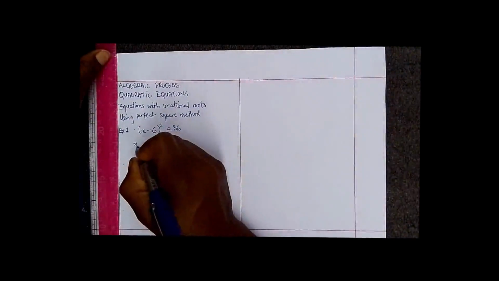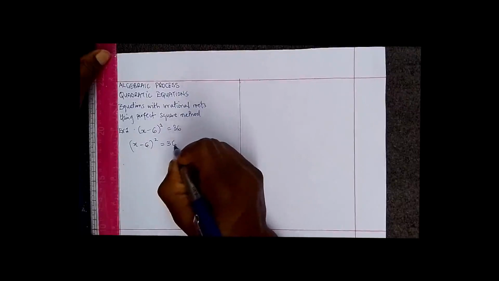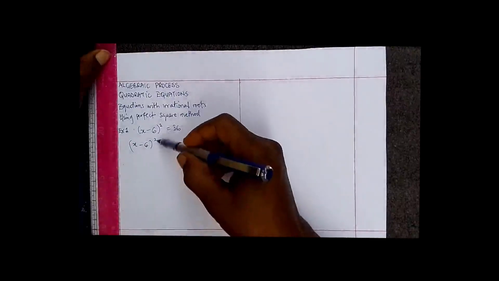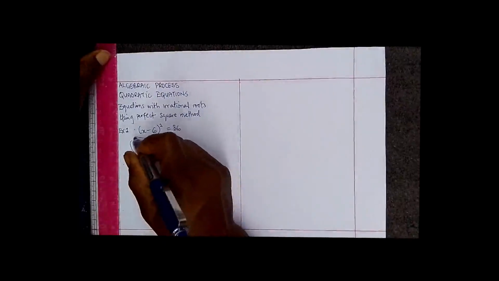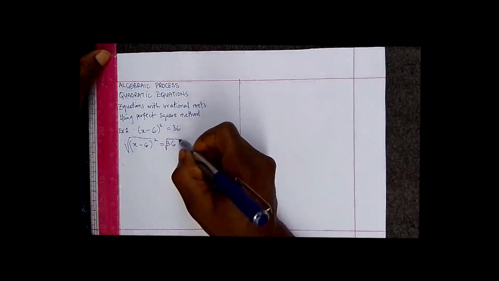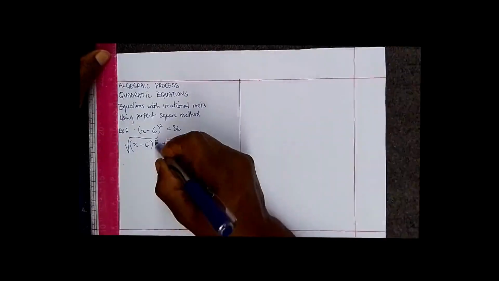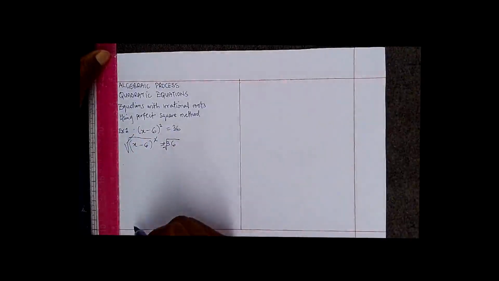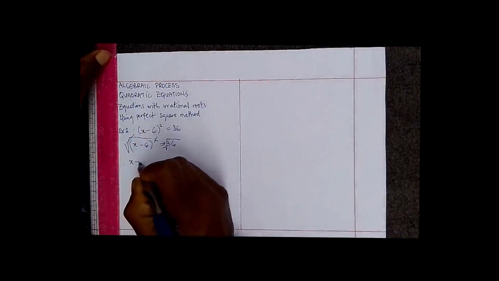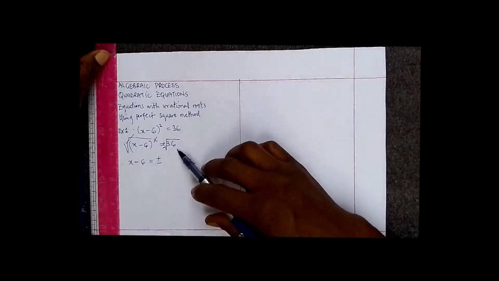Alright, we have (x - 6)² = 36. Now, to take care of the square, we introduce square root so that for both sides, whatever I do to the left hand side, I do to the right hand side. And whenever I introduce a square root here, you must introduce also your plus and minus sign. So the square will cancel the square root, and we are left with x - 6 = plus or minus. What is the root of 36?